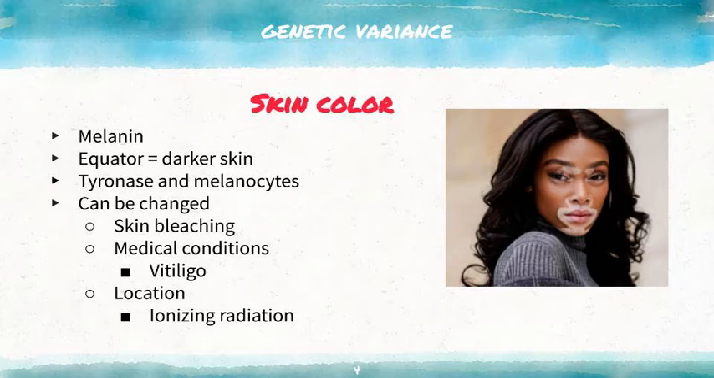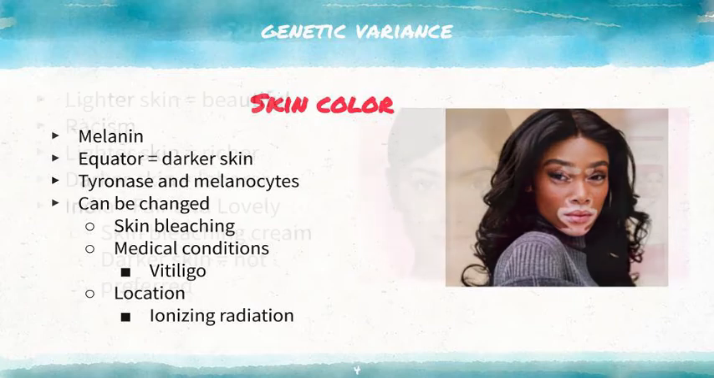It's not something that you have to deal with forever. Some people undergo skin bleaching, which uses harmful chemicals to alter the skin color. Other people are born with a medical condition called vitiligo, in which there are different skin colors in patches on a person. And then again, we talked about how different locations also cause different skin colors.